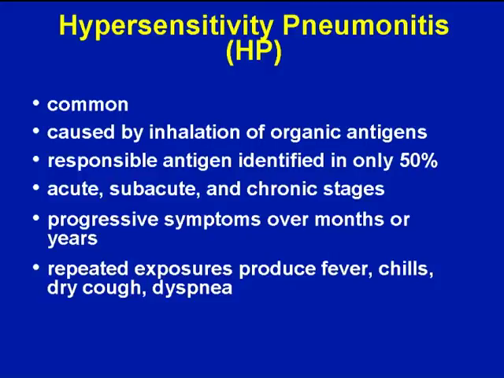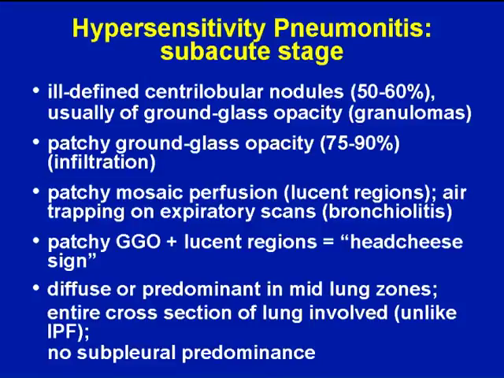Usually patients are initially diagnosed, or at least come to initial attention during the subacute phase. They have progressive symptoms over months or years. Repeated exposures to whatever the antigen is produces fever, chills, dry cough, and dyspnea. Now, in the subacute stage, what we typically see are ill-defined centrilobular nodules. 50 to 60% of patients show that. These are usually of ground glass opacity.